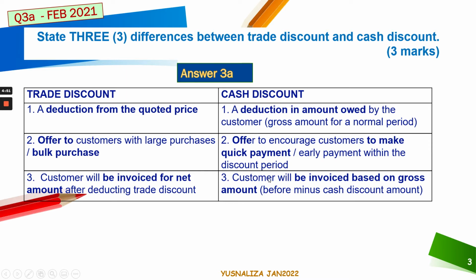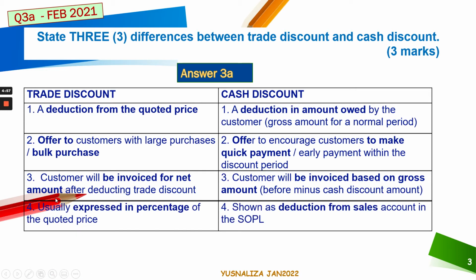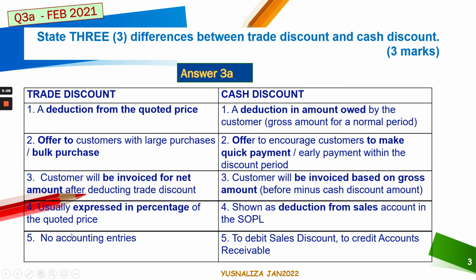But when you offer cash discount, your customers are still being invoiced based on the gross amount before you deduct the cash discount. So that was the two differences. This was expressed in percentage of the quoted price, but this one is normally shown as a deduction from the sales account in the statement of profit or loss later. Then there is no journal entry for the trade discount, no accounting entries, but for the sales discount, normally you will debit discount on sales and credit the accounts receivable. So you need to just answer any three of these.